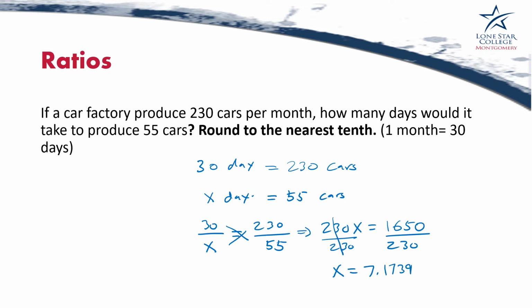7.1739. But the question is telling us to round to the nearest tenth, and our tenth place is right here. And you always look at the number after that place, which in our case is a 7. And because it's a 7, we have to round up because it's greater than 5. So that gives us approximately 7.2 days.